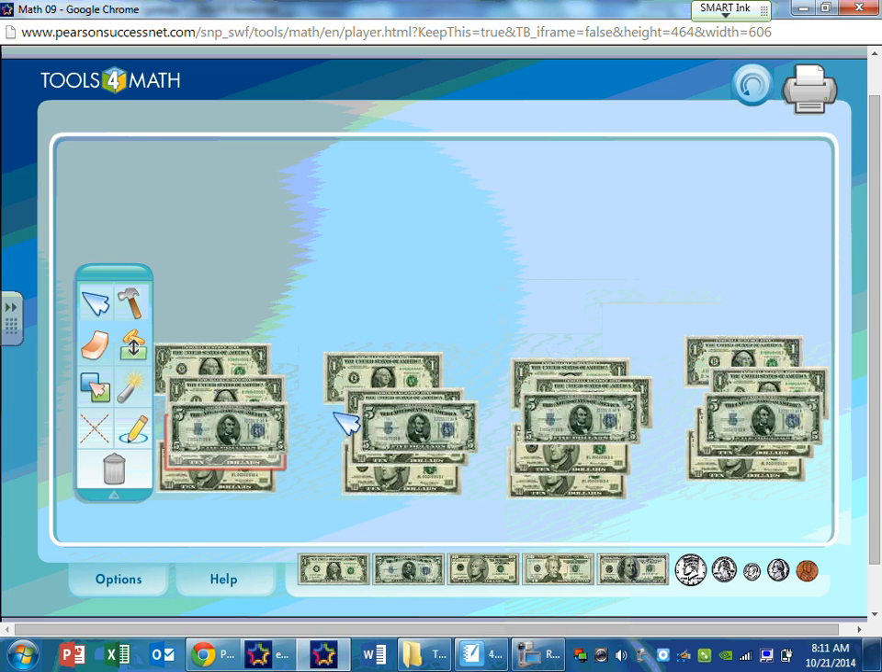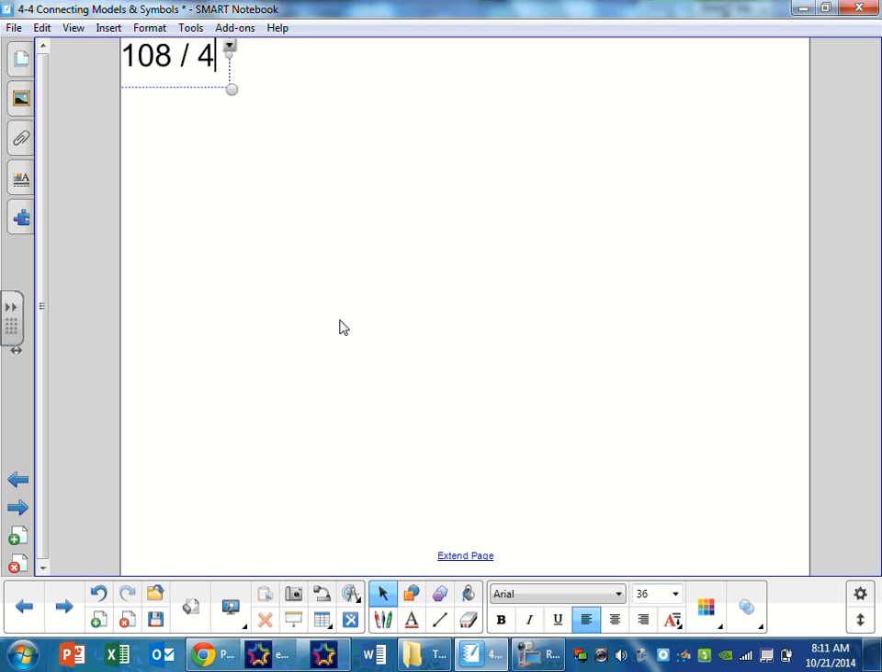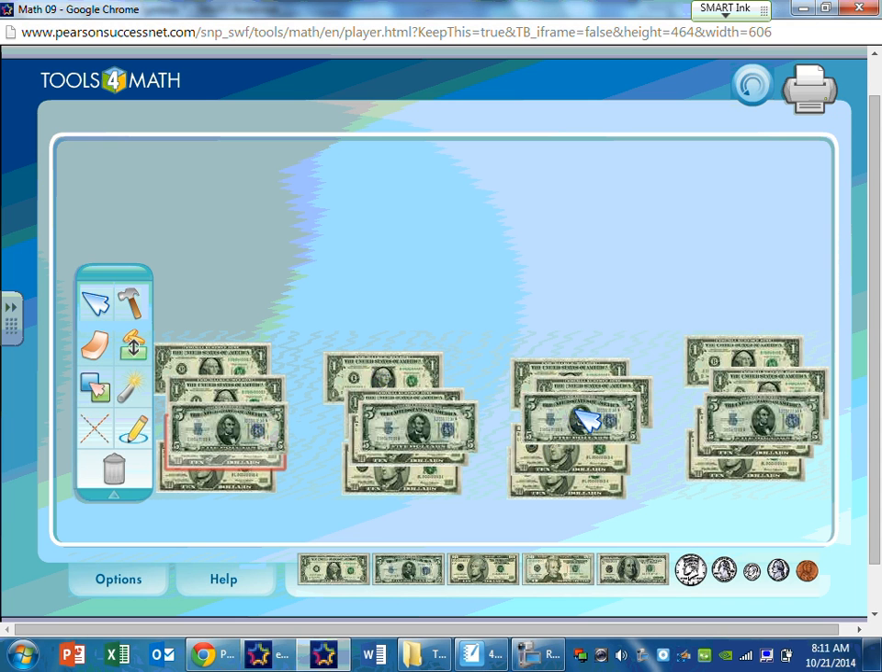So I have 4 equal groups, and if I count carefully, I've got 10, 20, 25, 26, 27. So each person is going to get $27. So we have just shown that 108 divided by 4 equals 27. Okay, we have modeled it with money.